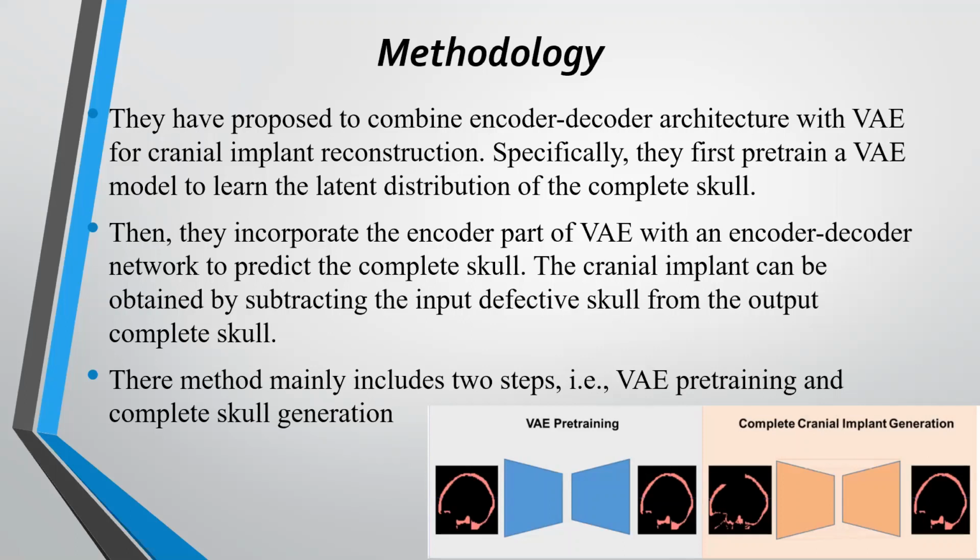The motivation behind the method is that the VAE, or variational autoencoder, can map the shape and anatomical structure of the complete skull into a compact feature representation, and thus we can utilize the VAE encoder in an additional regularization term to guide the encoder decoder network to produce anatomically possible skulls. So in summary, their steps mainly include VAE pre-training and complete skull generation.